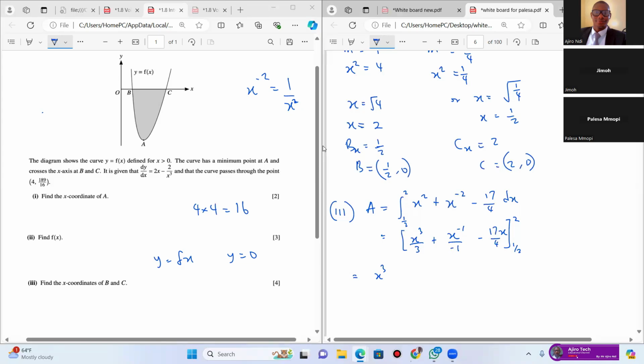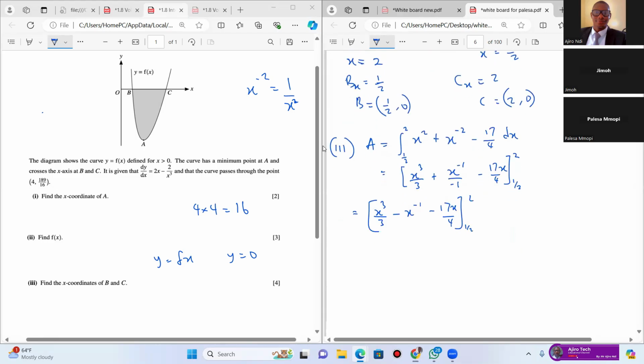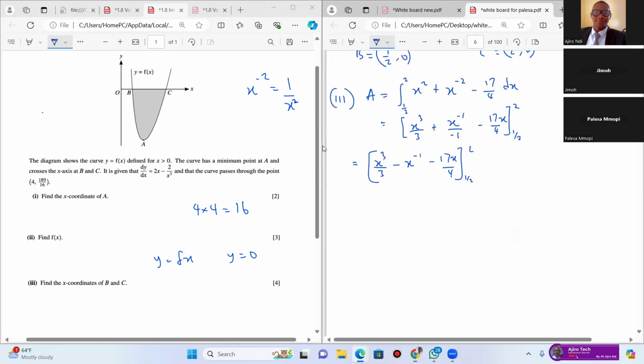x cubed over 3, let me just do it, minus x to the power -1, minus 17x over 4, from half to 2.